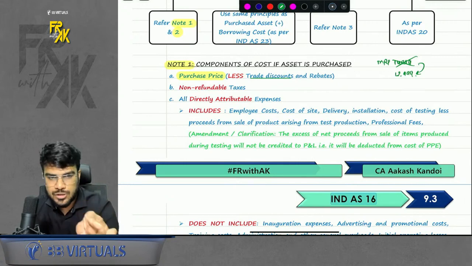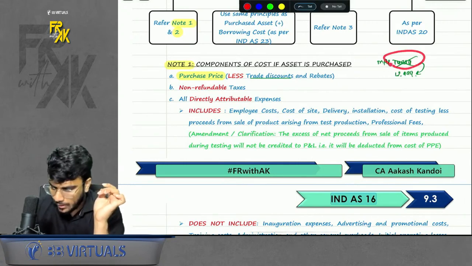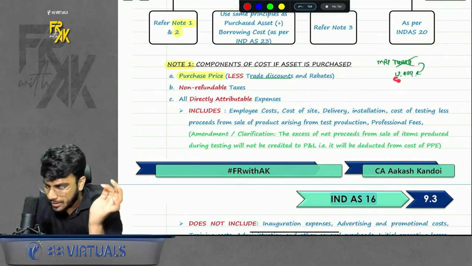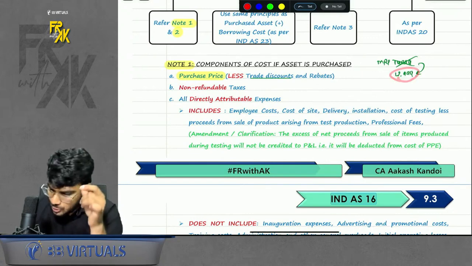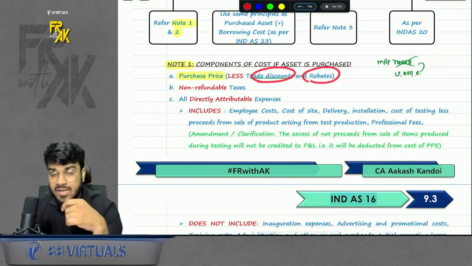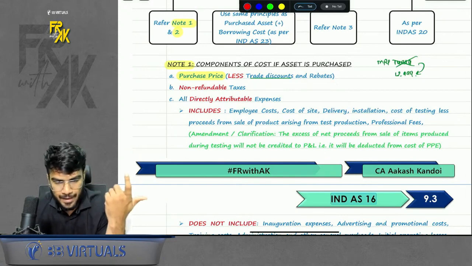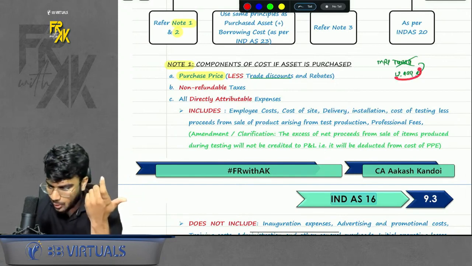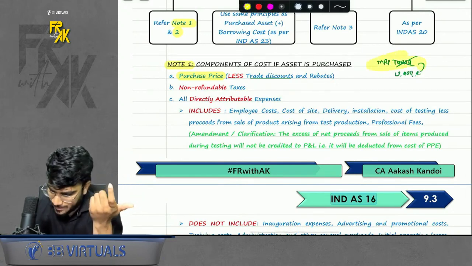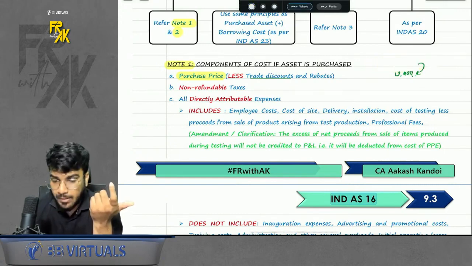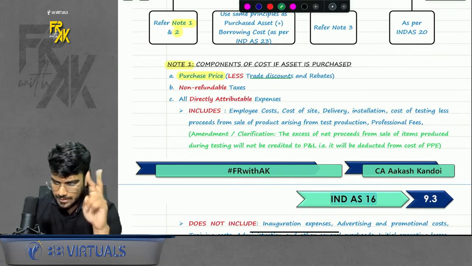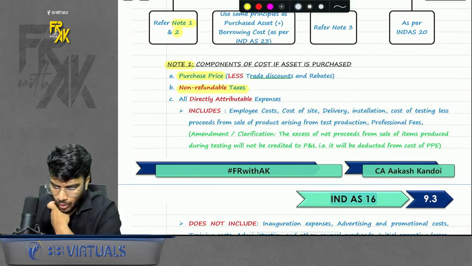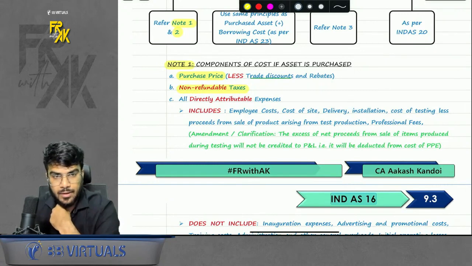So what will be the cost for you? What will be the purchase price for you? Will you say that your purchase price is 14,999 or 12,999? Perfect answer, you will say the purchase price for you is 12,999. Why? Because you will deduct any trade discount and rebates which is given to everyone in normal course of business, right? And for you the cost is also this only, 12,999. So from the purchase price, you will have to reduce the trade discount and rebates. First thing. Second thing, you will add all the non-refundable taxes.